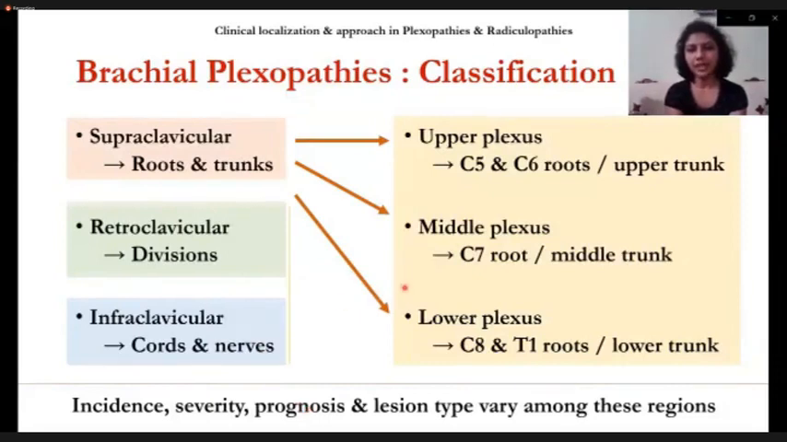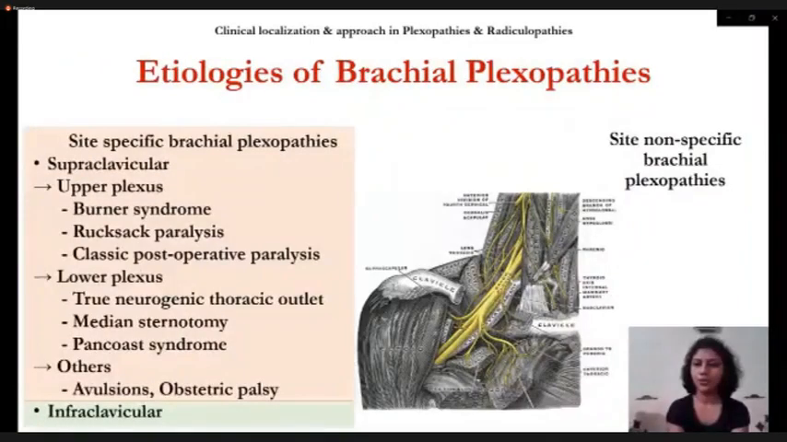The supraclavicular plexus, by the way, is further subdivided into the upper plexus, the middle, and the lower plexus, and this again is a very clinically relevant classification. But note here that the infraclavicular plexus is not further subdivided because in this region the lesions do not show any specific predilection with respect to either the incidence, the severity, the prognosis, or the nature of the lesion. So, the anatomical classification of brachial plexopathies has clinical relevance.